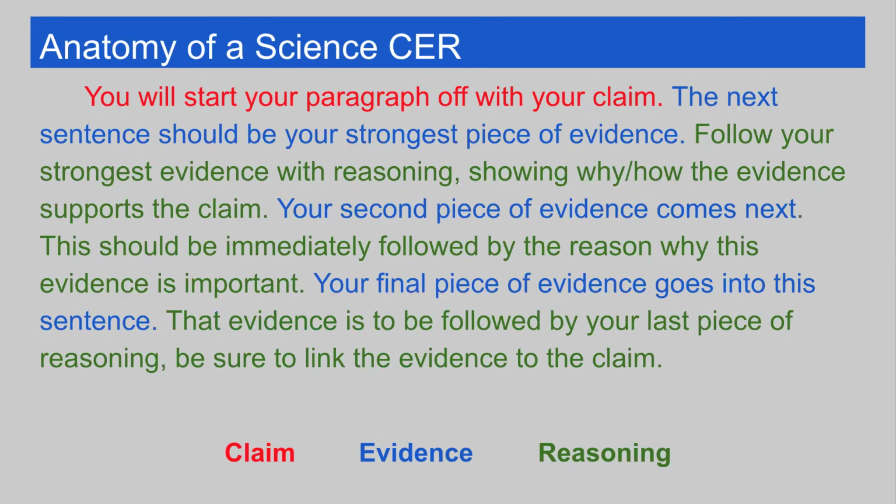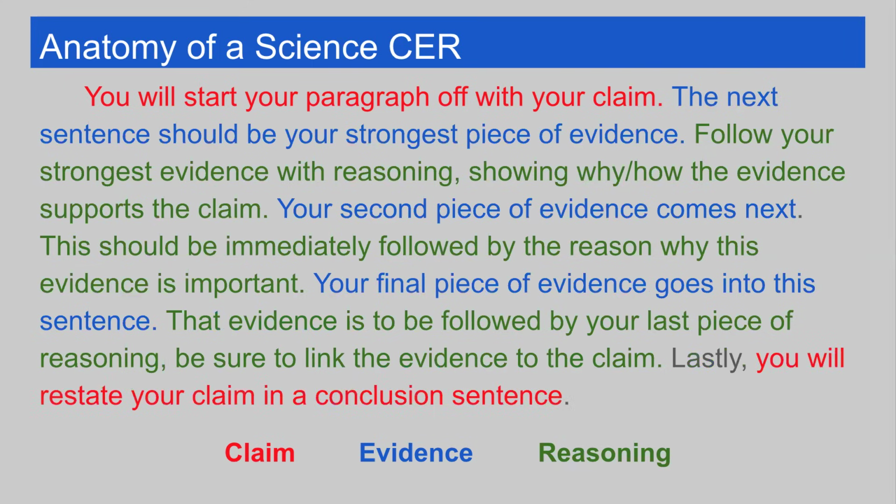Be sure to link the evidence to the claim. Why does this evidence prove that your claim is true? Don't just restate the evidence. I can't emphasize this enough. Lastly, you will restate your claim in a conclusion sentence. So you guys should know this structure. It's something you've been taught since at least elementary school, but now we're going to put it into science use. And this is how all labs, all scientific experiments are concluded with just a CER paragraph.